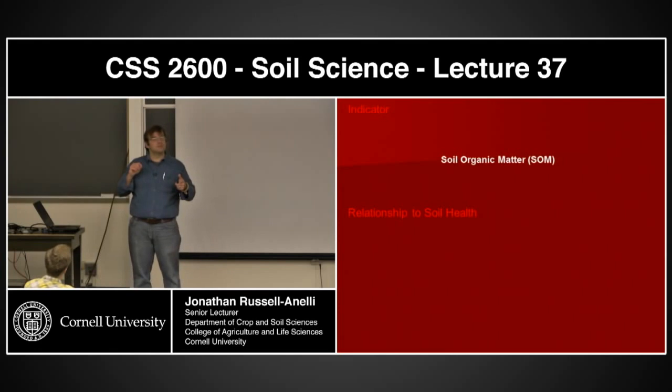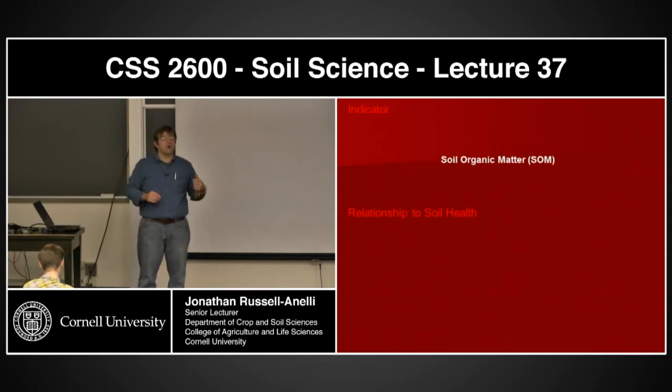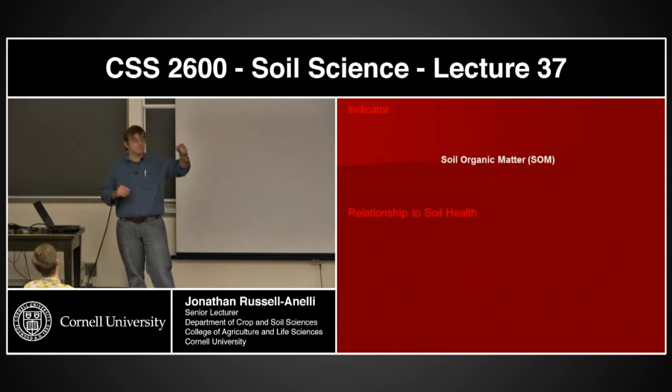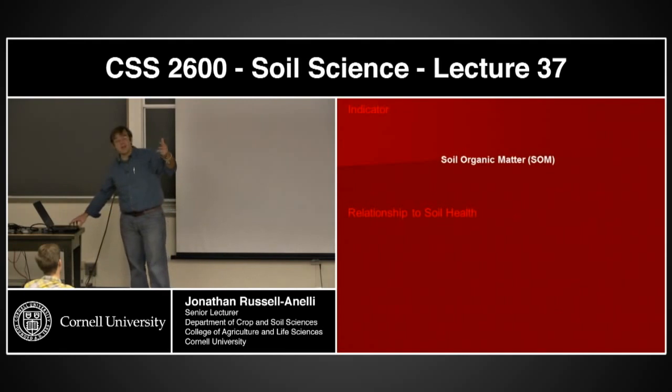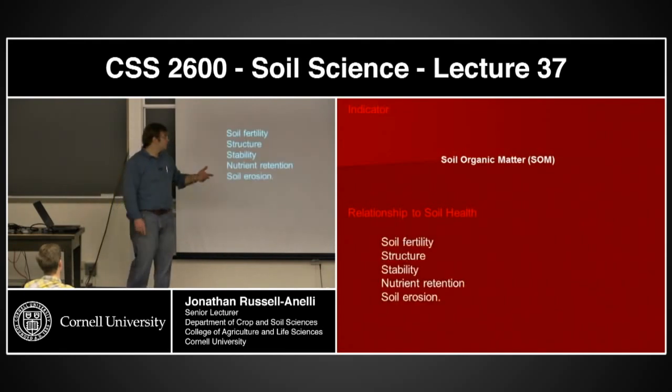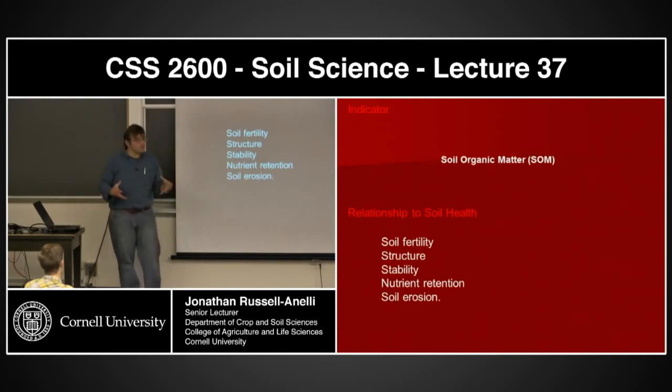Soil activity? Productivity. Soil productivity. Structure. Fertility. Water holding capacity, water capacity, infiltration. Cation exchange. I think you guys got most of them. Soil fertility, structure, stability, nutrient retention, soil erosion potentials. These make sense to everybody? Okay, so I've sort of driven it home enough. You guys sort of got it all right.